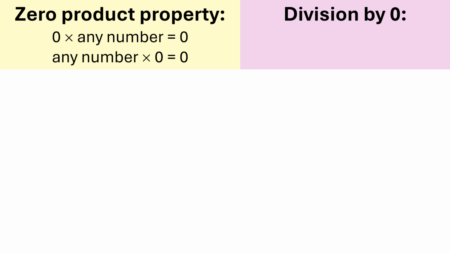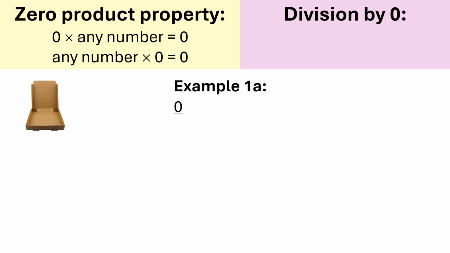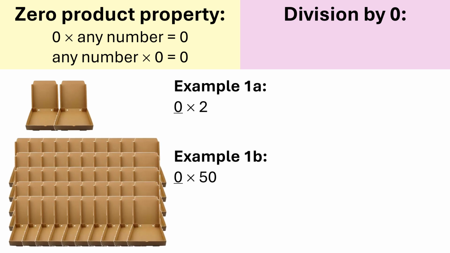We'll touch briefly on the zero product property and division by zero before we finish this lesson. You already know the zero product property, that when any input of a product is zero, the result is zero. For example, if I have 0 pizza in each box, then whether I multiply by 2 boxes or 50 boxes, the total number of pizzas will still be 0.